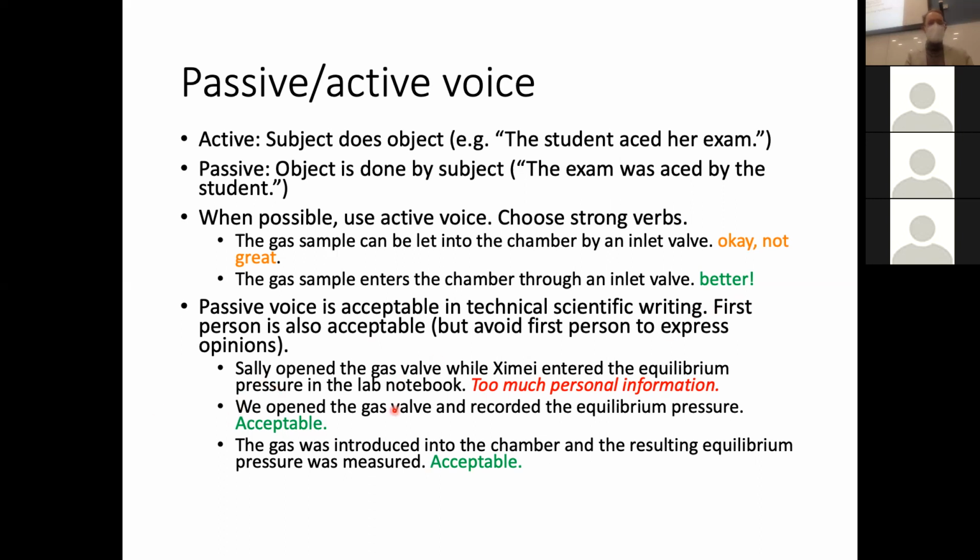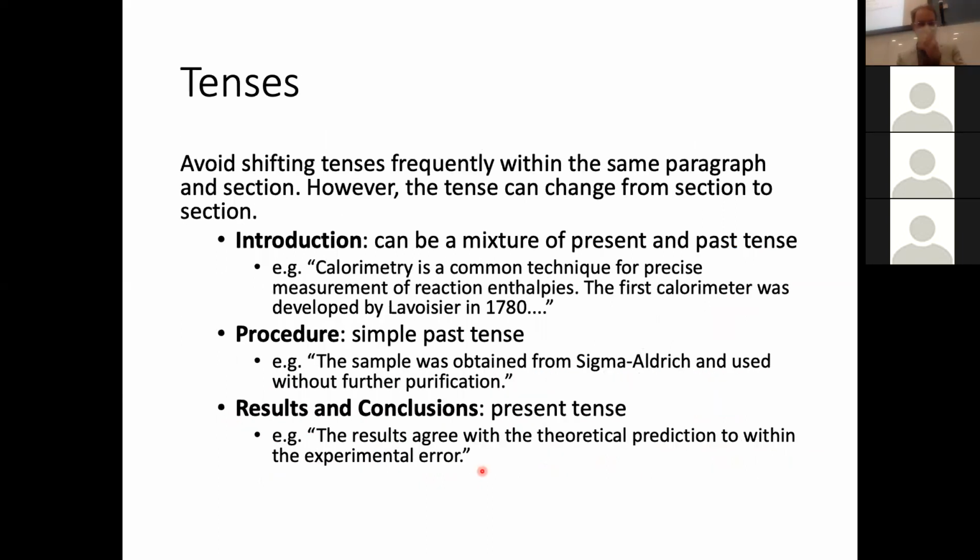So you can say, we opened the gas valve and recorded the equilibrium pressure. Or it's also acceptable to write the sentence in passive voice. In other words, to write, the gas was introduced into the chamber and the resulting equilibrium pressure was measured. This is also acceptable. Okay, any questions before we move on? I don't see any, so let's move on.